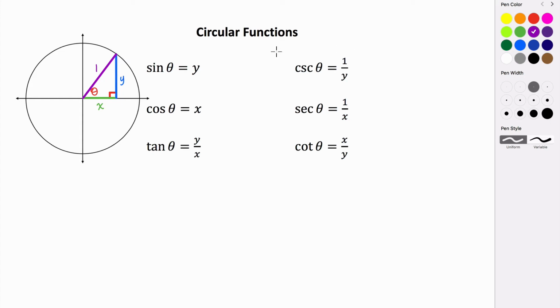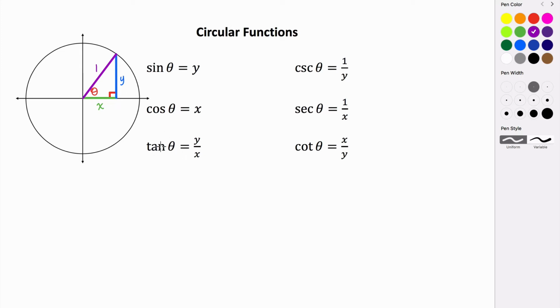In this video, we're going to look at how we can use the unit circle to simplify trig expressions that involve these circular functions. So we already know that the sine and cosine are taken from the x and y coordinates on the unit circle. So the sine is the value of y, the cosine is the value of x.